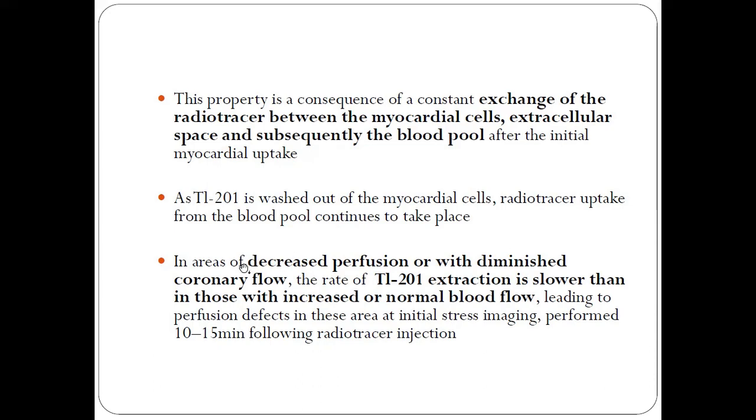In areas with decreased perfusion, suppose a myocardial region has taken up thallium but has diminished coronary flow. What happens is that the blood supply will not be able to take this radiotracer back from the myocardial cells, and there will be persistence of thallium-201 staining there. So thallium-201 extraction will be slower than in areas with normal blood flow.